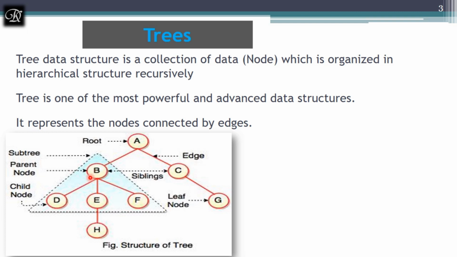Their children we call a child, and the node which does not have any children, which is the end of the tree, we call a leaf node. These are the few definitions you should remember, and you will learn more detail about this from the theory.